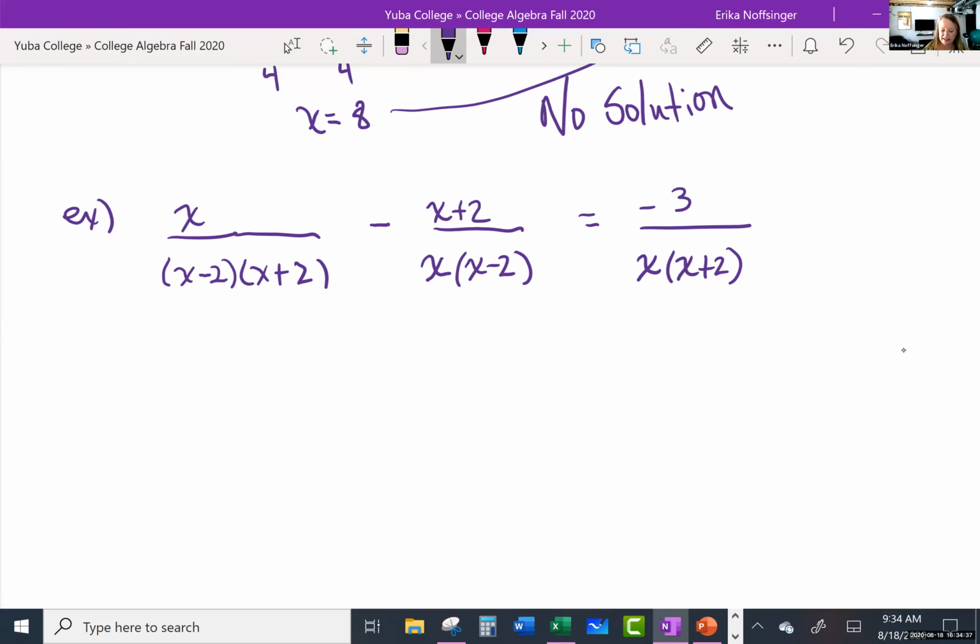Okay, so looking at this, it's an equation. I notice I have variables in the denominator, so determining what x cannot be: x cannot be 2 or negative 2. And x can also not be 0. So we want to multiply every single term on each part of the equation by the LCD. And if you look at this, the LCD is x times x minus 2 times x plus 2.